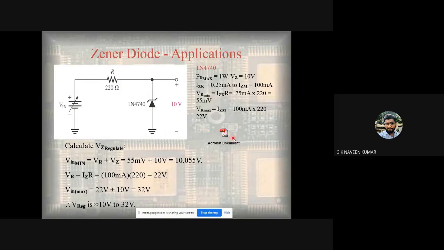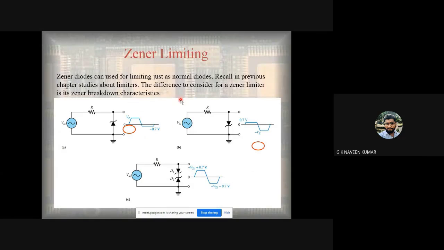This is one example. Now coming to the next one, how the Zener is limiting. Suppose you take this circuit, this is the input AC supply. It is just like a clipper circuit. Clippers and clampers we will study in coming classes: what a clipper is, what a clamper is, and what the purpose of a clipper is. For now, remember this.